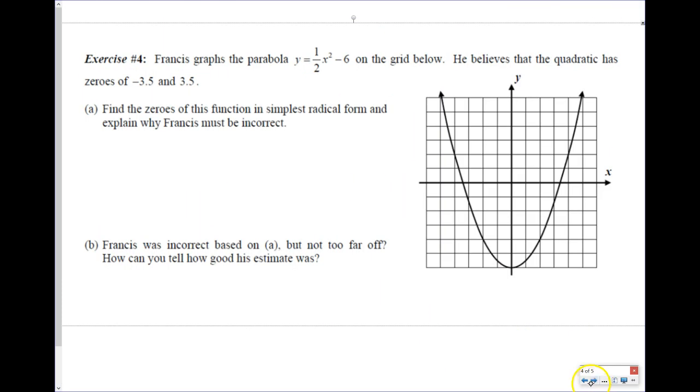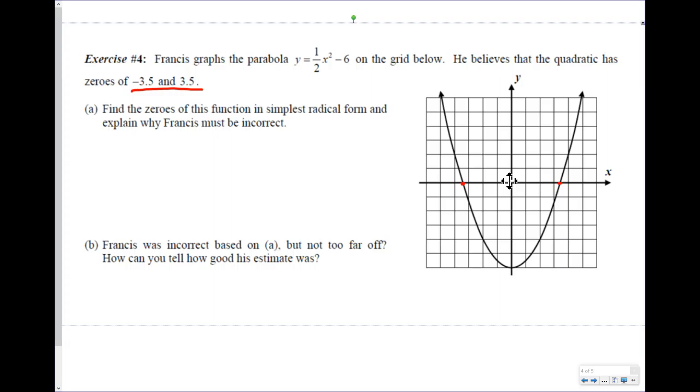Okay? Let's take a look at exercise 4 and see what this looks like on a graph. So far every time we've tried to find zeros, they've been in whole number locations. But if we look here, and let's read this problem a little bit, he graphs this parabola, 1/2 x squared minus 6, on the grid. He believes that the quadratic has zeros of negative 3.5 and 3.5, which if you look here, it kind of looks like it might be negative 3.5 and 3.5. We can't tell for sure, but it looks like it.